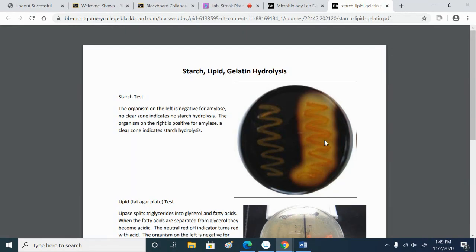So normally we test 3 different organisms. We use E. coli, Bacillus cereus or subtilis, either one, and then Streptococcus bovis. Now, E. coli would look like the organism on the left. No hydrolysis. And it's not really that surprising because E. coli is primarily found in the large intestine, and very little starch will make it to the large intestine.